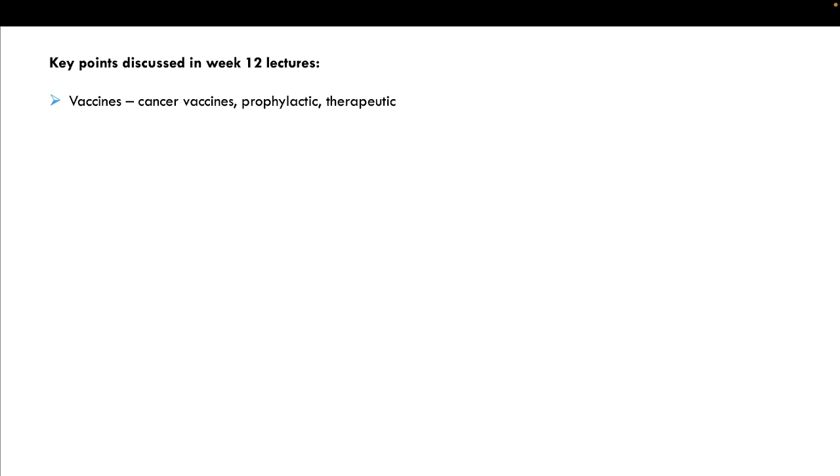On the other hand, we have therapeutic cancer vaccines, wherein you already know that a person has a particular type of cancer, and you know that the patient's body is not able to overcome this cancer. These therapeutic cancer vaccines are given in order to strengthen the immune system of that person against that cancer. So this is what we discussed in the last week.